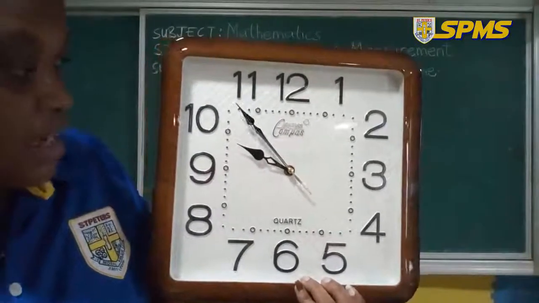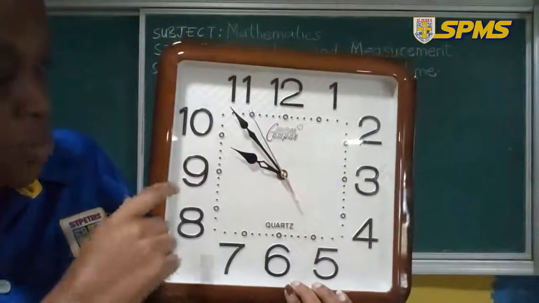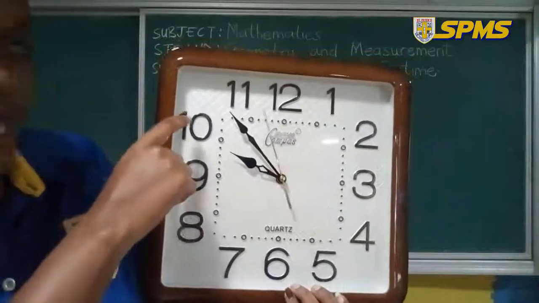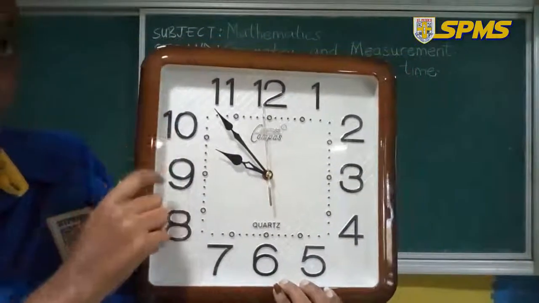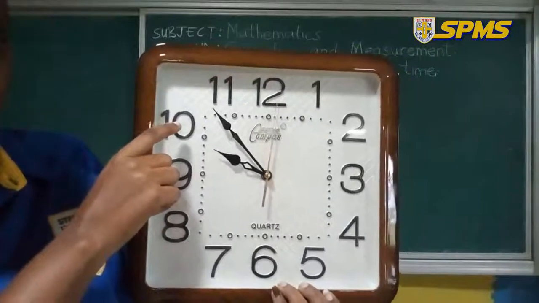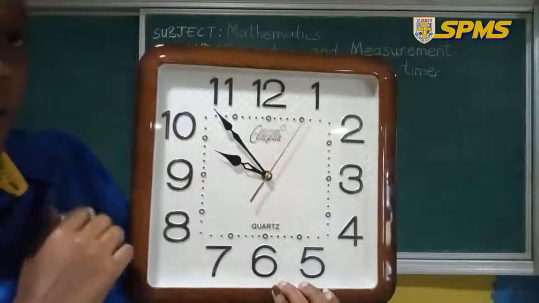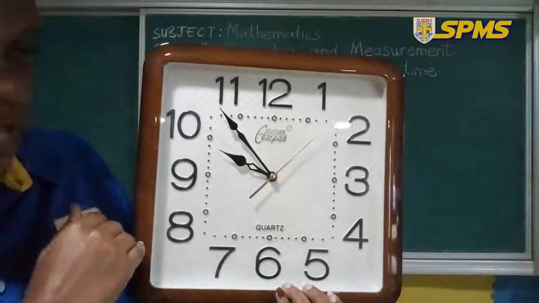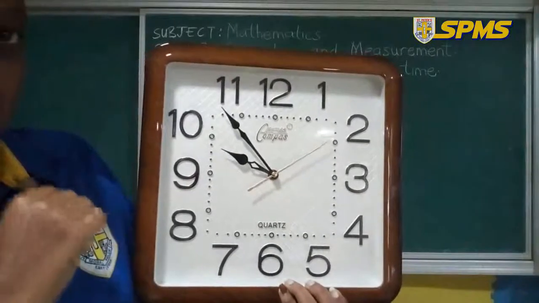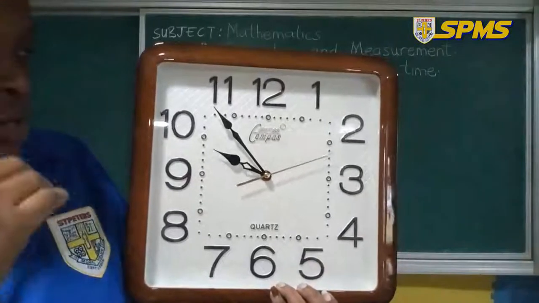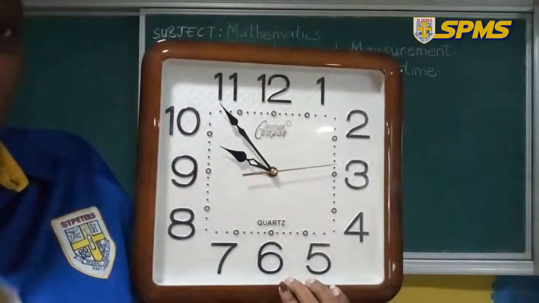Now the hour hand, it's not on 9, it's not on 10. It is in between 9 and 10. But when the hour hand moves past a certain number, it is still in that hour.